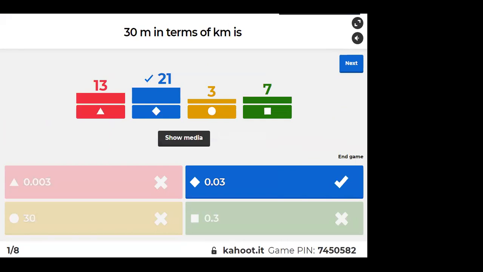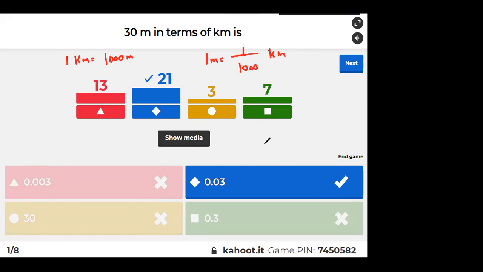See how many students made a mistake in this, even though it is easy. Now tell me, 1 kilometer is equal to how many meter? So it is 1000 meter. So 1 meter is equal to how many kilometers? It is 1 by 1000 kilometer. Yes or no?